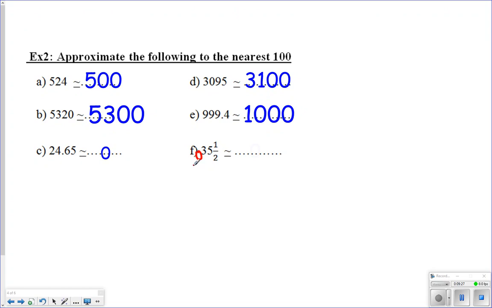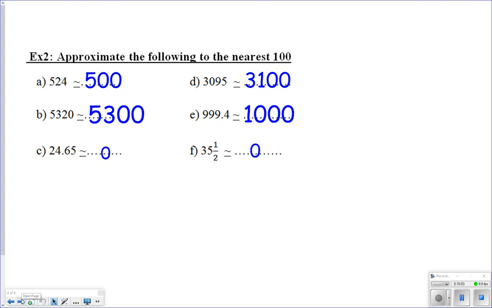Second step is look right next door. While looking right, we have 3. Is 3 a weak number or a strong number? 3 is a weak number. Weak number meaning no change. No change here, meaning we still have 0 in the hundreds. And we have 0 in tens and units because we are approximating to the nearest 100, and while approximating to the nearest 100 we don't have units or tens, so the answer will be 0.